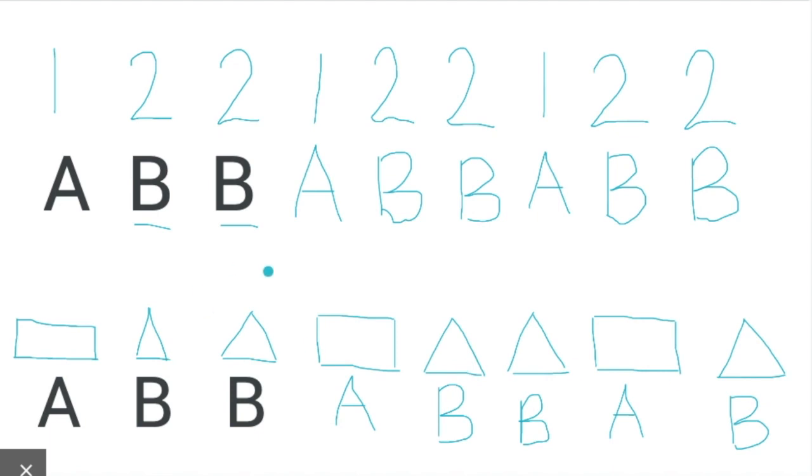Wonderful job. Let's circle the repeating part of our pattern. So we know that it goes A, B, B, A, B, B, A, B. If I had room, I would make another B to finish that pattern. So our pattern is an ABB pattern, so we're going to circle the rectangle, triangle, triangle. Circle your repeating part of your pattern too.